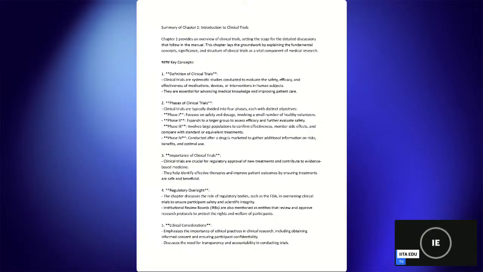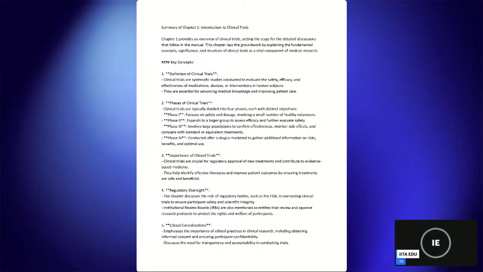So let's kick off with the summary of chapter 1 of the book. The summary is to provide an overview of clinical trials, setting the stage for the detailed discussion that follows in the manual. This chapter lays the groundwork by explaining the fundamental concept, significance, and structure of clinical trials as a vital component of medical research.